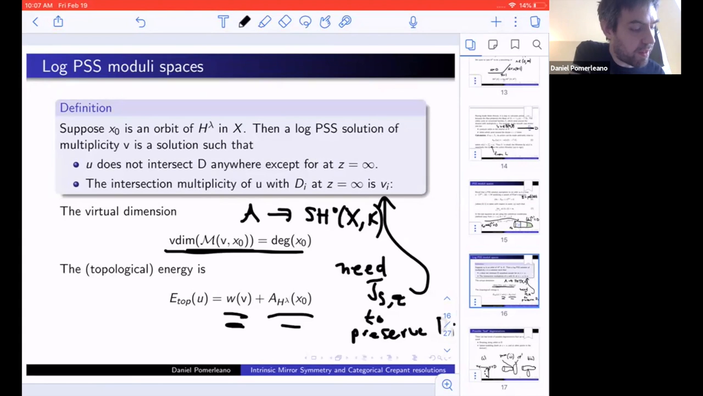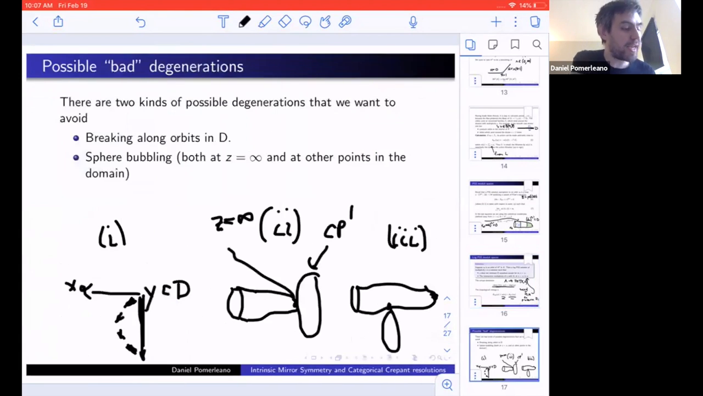What you would like to happen is that it has a nice compactification where the dimension zero moduli spaces are themselves compact, and the dimension one moduli spaces break only along orbits in X. That's the standard thing you need to define a chain map.